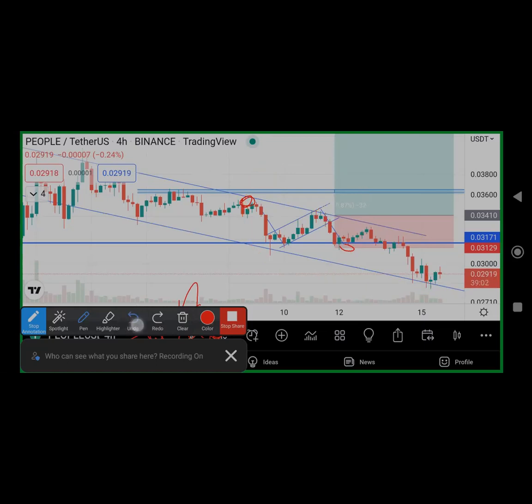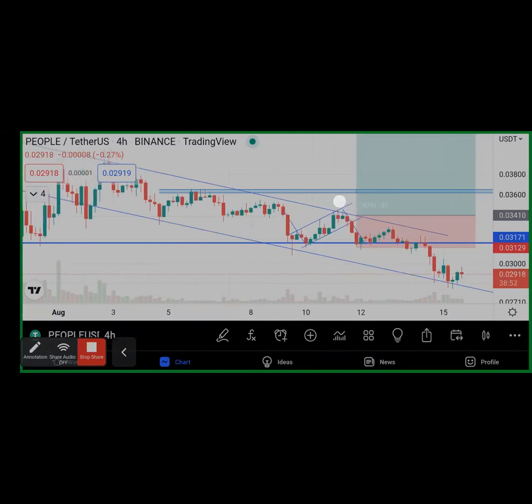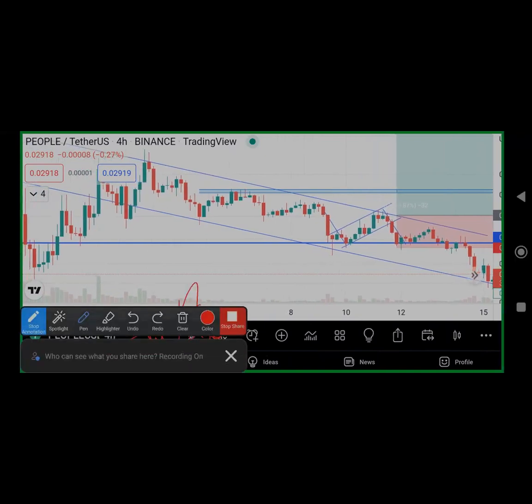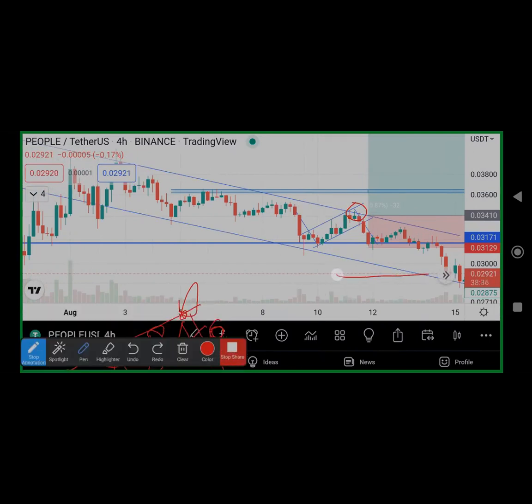Now remember what I told you guys at this PEOPLE USDT the last time we talked about it. I told you guys that I was expecting the breakout at this particular zone. But I then told you guys, I exited my trade at the reversal after seeing this bear flag. And the next reversal will be after it touched this resistance.